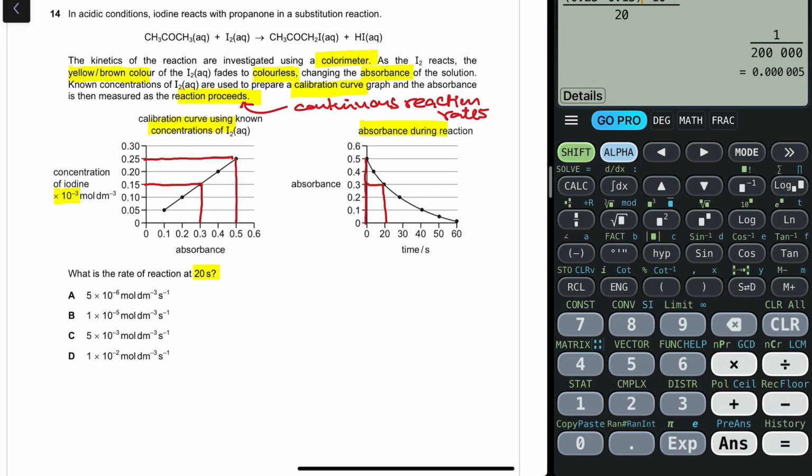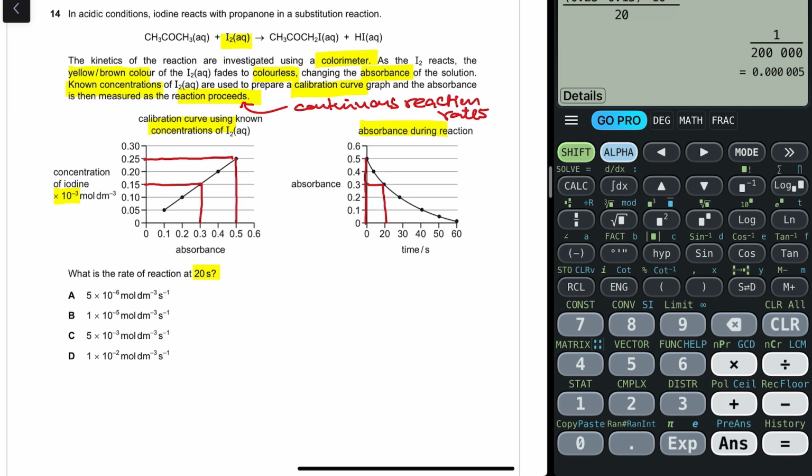Question number 14. In acidic conditions, iodine reacts with propene in a substitution reaction. The equation for the reaction is as follows. The kinetics of the reaction are investigated using a colorimeter. As the iodine reacts, the yellow-brown color of iodine fades to colorless, changing the absorbance of the solution.